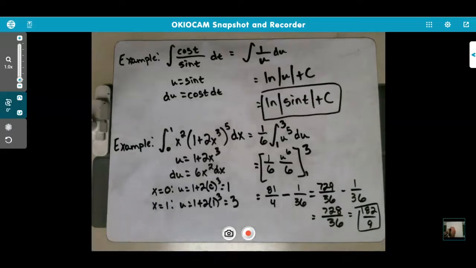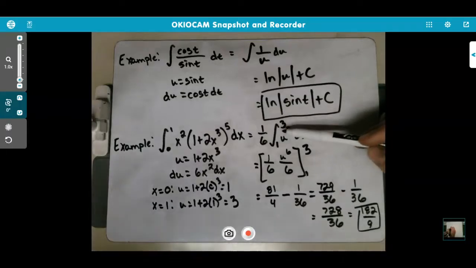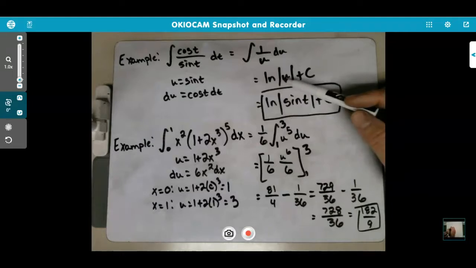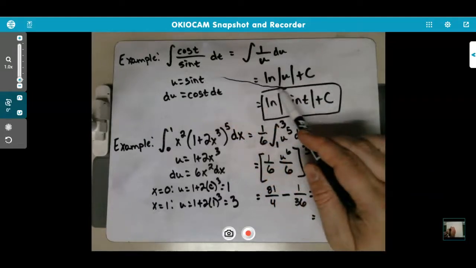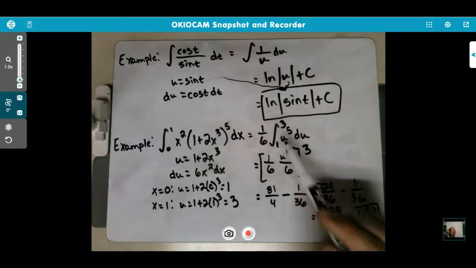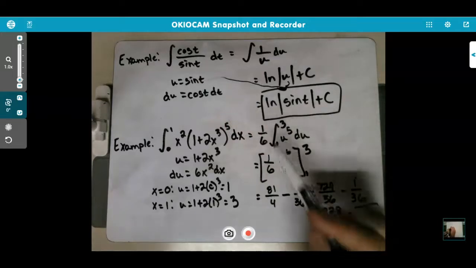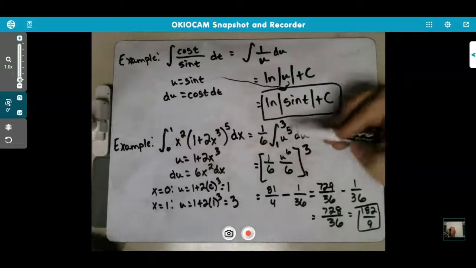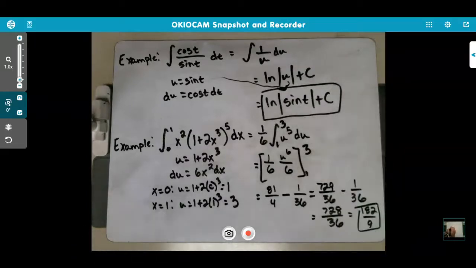So again, since we changed our bounds into the u, I don't have to go back in and plug in what the u was like I did here. Right here, after I got that, I plugged in the u. I don't have to now because I changed my bounds to be in terms of the u. So this is done the same way, except make sure I change my bounds. Let's do some more examples.